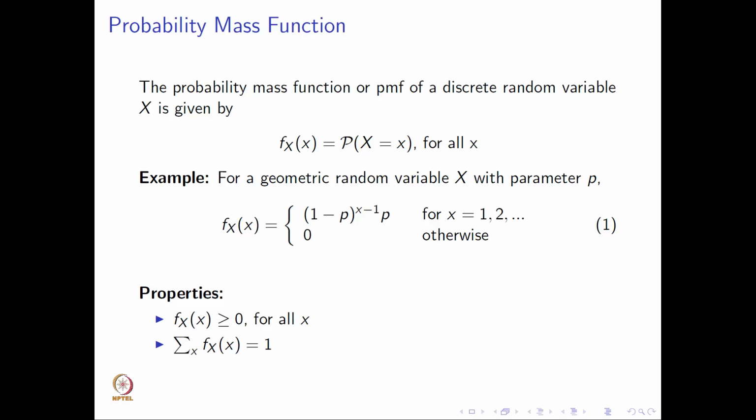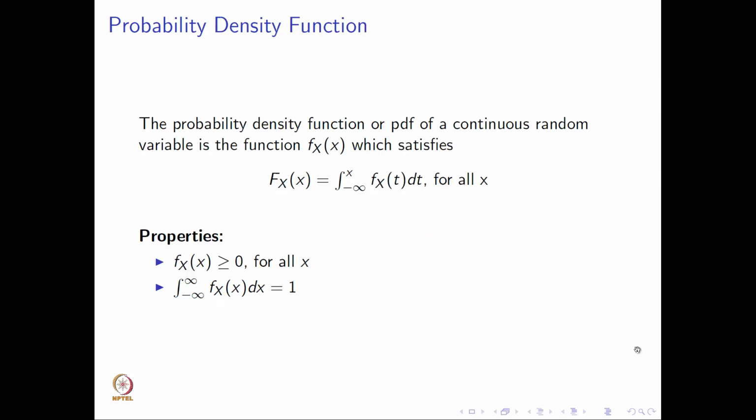A function is a valid probability mass function if it satisfies the following two properties. First of all, the function must be non-negative. Secondly, the summation over all x, the value of the function summed over all values of x, should be equal to 1.